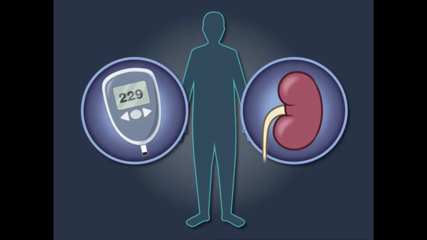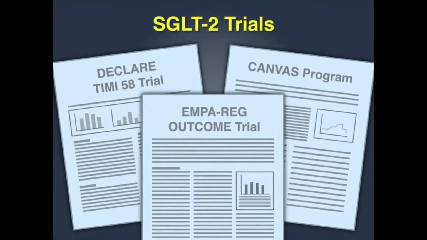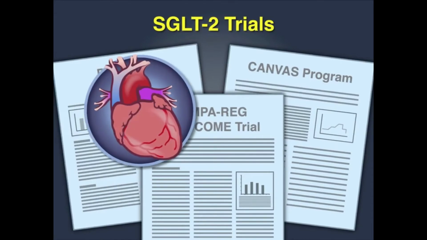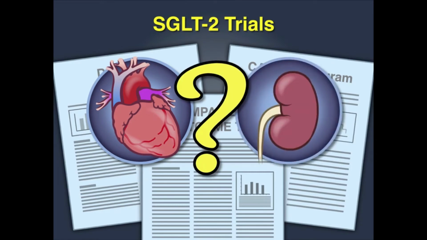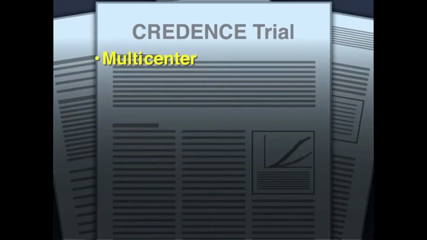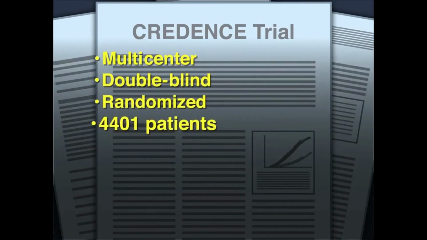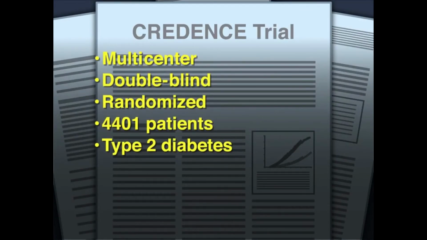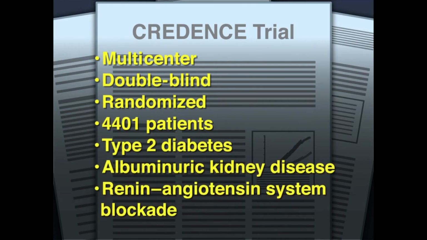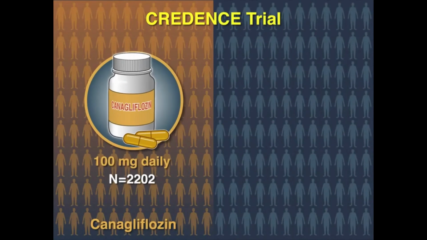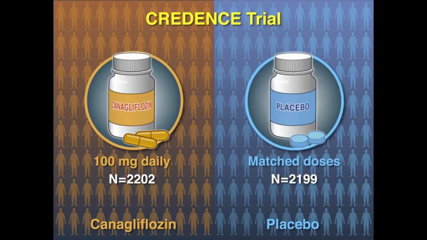Type 2 diabetes mellitus is the leading cause of kidney failure worldwide. Exploratory findings from trials of sodium glucose cotransporter 2 inhibitors evaluating cardiovascular outcomes have suggested potential renal benefits, but uncertainty persists. In this multi-center double-blind randomized trial, 4,401 patients with type 2 diabetes and albuminuric chronic kidney disease treated with renin-angiotensin system blockade were randomized to 100 milligrams of the SGLT2 inhibitor canagliflozin per day or placebo.